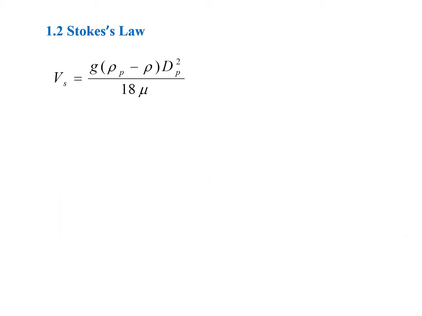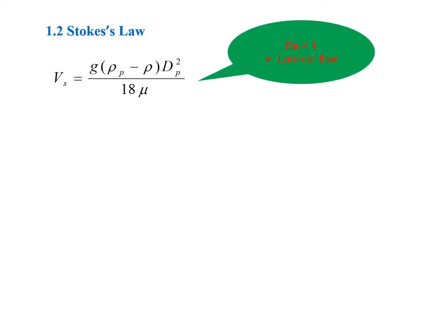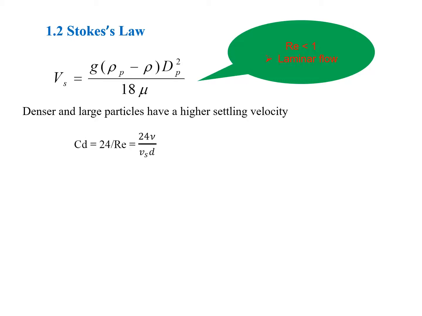Stokes law is Vs equals g times (rho p minus rho) d p squared over 18 mu. Stokes law, that is for laminar flow. From fluid class, we know that Reynolds less than 1, we classify the fluid as laminar flow. Denser and larger particles have a higher settling velocity.